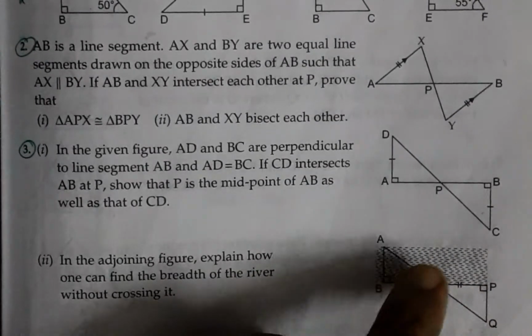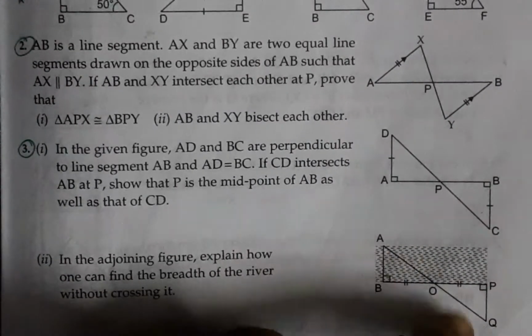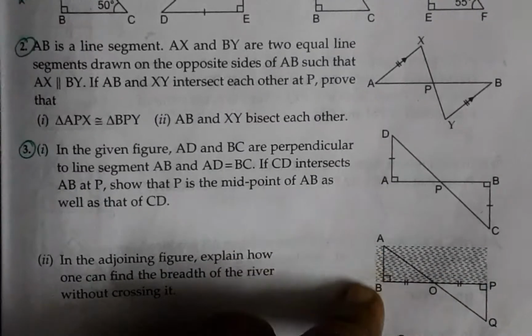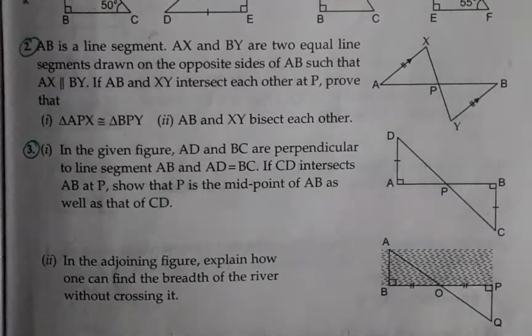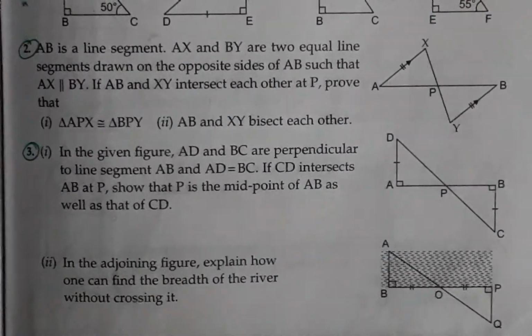Therefore, by angle side angle congruency, these two triangles are congruent, and as I know the PQ value, AB will be known. Hence, this is by CPCT. We can calculate the breadth of the river without crossing it actually.